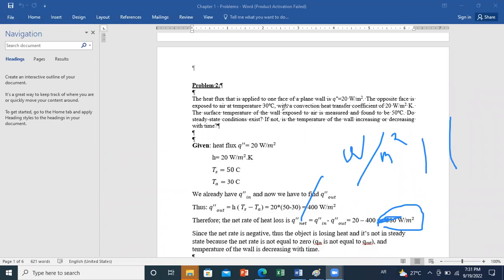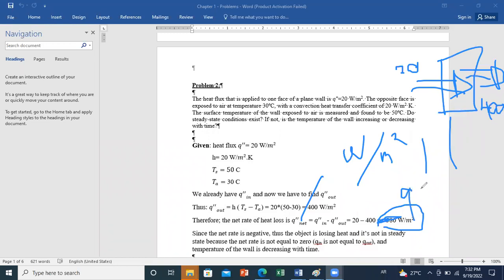Yalla, who can tell me what will happen in this case? Look, it's very simple. You have a system with heat getting in, but much more heat getting out. You are having 20 in and 400 out. So the outer flux Q out is much higher than Q in. This means that overall you will lose energy, so the temperature of your wall will decrease with time. And you cannot say here that we have steady state conditions, because to have steady state conditions, Q in should be equal to Q out.